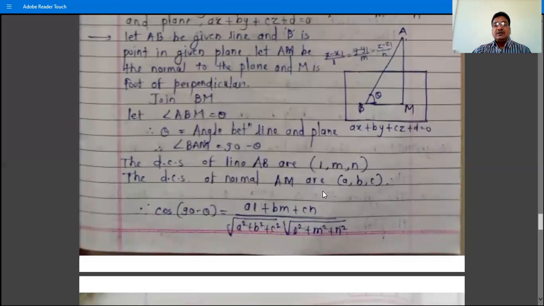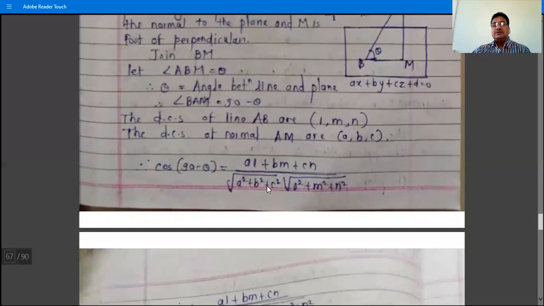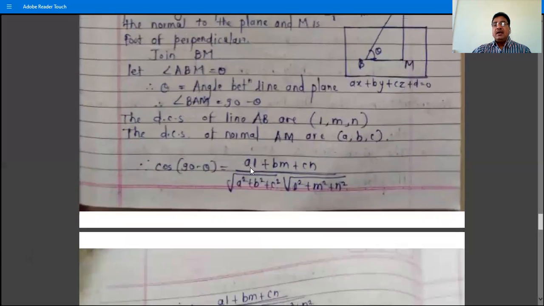Then this angle is 90 minus theta. So what is cos(90 minus theta)? By using the formula for the angle between two lines, 90 minus theta is the angle between these two lines. So cos(90 minus theta) is (al plus bm plus cn) divided by root of (a square plus b square plus c square) times root of (l square plus m square plus n square).